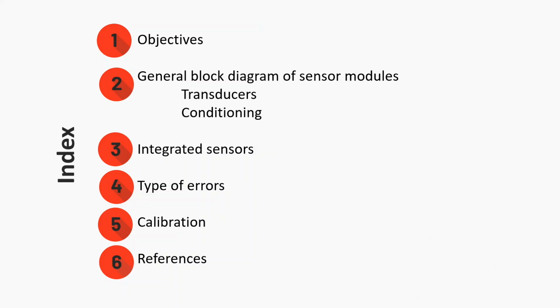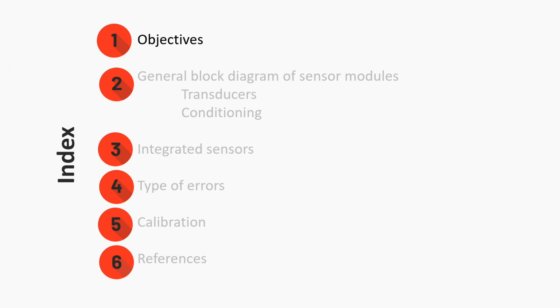So the index I'm going to follow is shown in this slide. I will start with some objectives. After that, the general block of the sensor modules will be described, including transducer and conditioning stage. Moreover, different integrated sensors will also be described, and that is before passing to the description of the characteristics and type of errors in any sensorial system. We will have a final point about calibration of these sensorial systems, and I will finish with some bibliographic references.